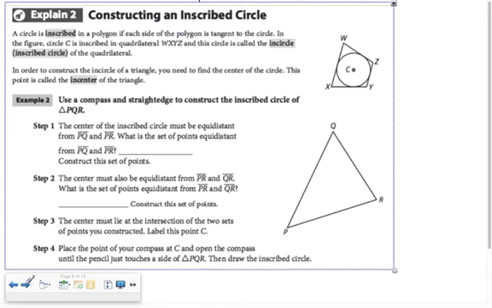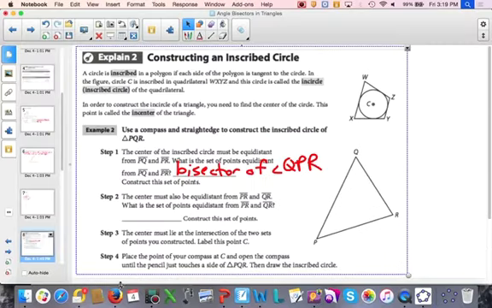So the center of the inscribed circle must be equidistant from segment PQ and segment PR. And what is the set of points equidistant from PQ and PR? It would be the bisector of angle QPR. So I'm going to bisect angle P. Let's remember how to do that.